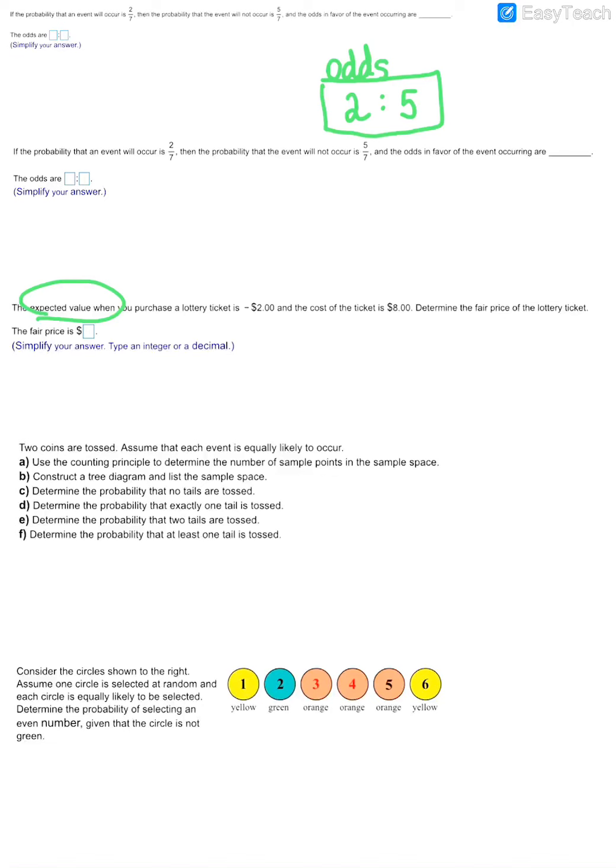And the cost of a ticket is $8. So they're asking me to determine the fair price. Fair price is where you take your expected value, which is the negative $2, and you add the cost to play, which is $8. And so overall, the fair price for this particular game would be a total of $6.